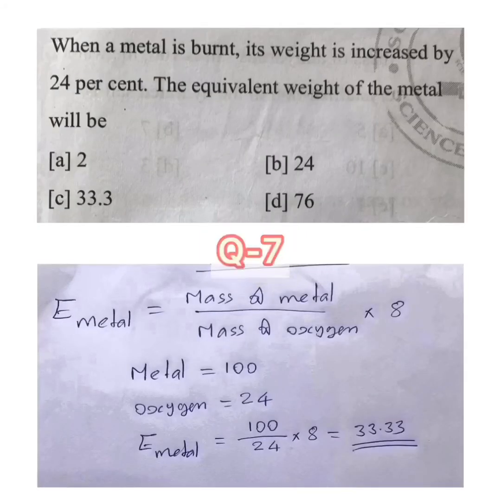In this question, metal undergoes reaction with oxygen. So the number of equivalents of metal equals the number of equivalents of oxygen. We have derived an equation: equivalent mass of metal equals mass of metal reacted by mass of oxygen reacted into 8.